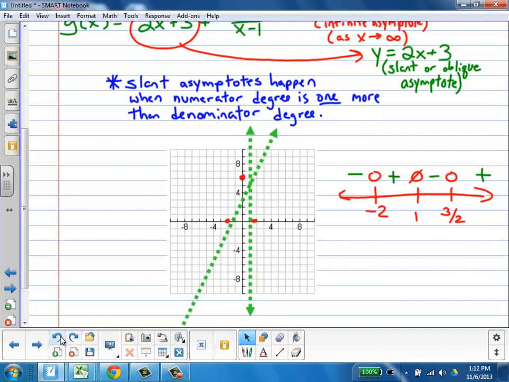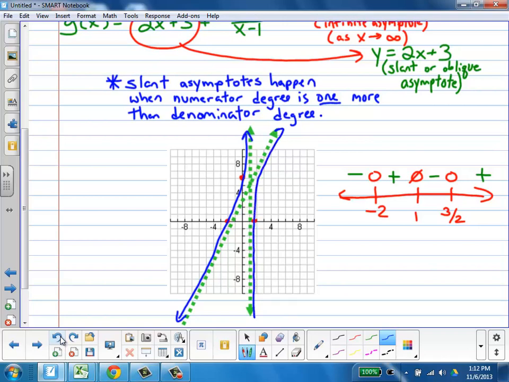So from -infinity to -2, the graph has to be negative, and it has to hug this infinite asymptote, which is this diagonal line. And then you got to go positive up to the vertical asymptote. And when you get past 1, from 1 to 3/2, it's negative, and it's hugging this vertical asymptote. And then it's positive the rest of the way, and it hugs the slant asymptote. And there you have it.